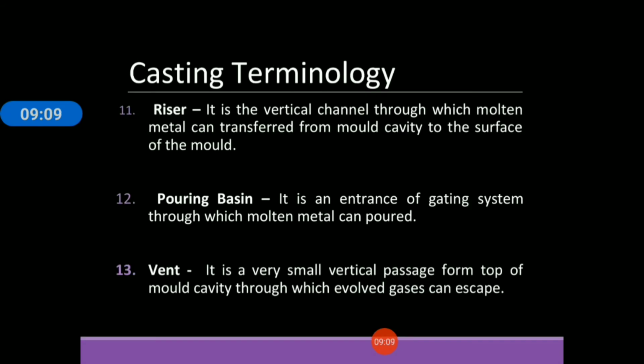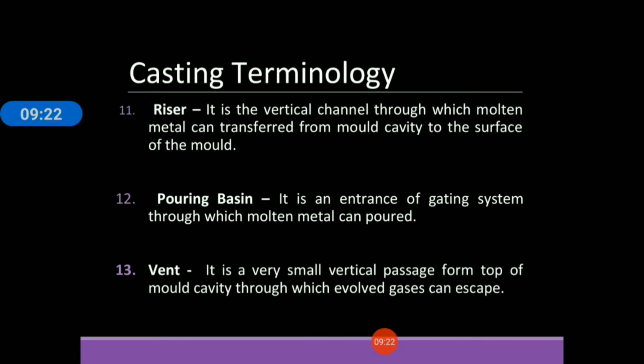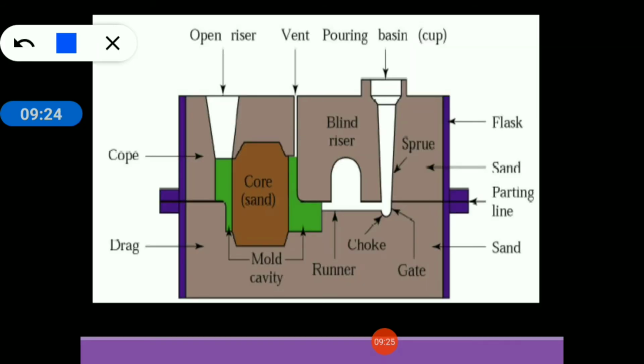Okay, now next one is riser. It is a vertical channel through which the molten metal can transfer from the mold cavity to the surface of the mold. See in this figure, this one is the riser, an open riser. Molten metal comes from the cavity, reaches the surface of the mold, and in this portion the molten metal can be accumulated. So it is also called the reservoir.